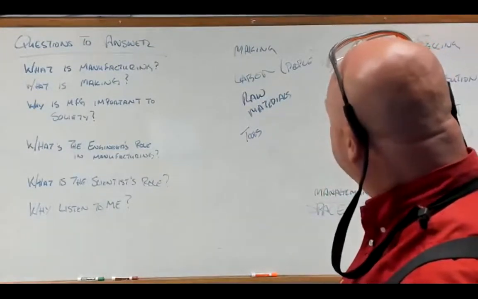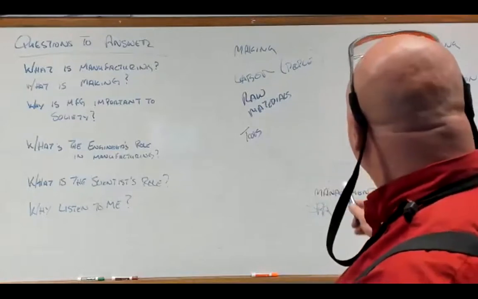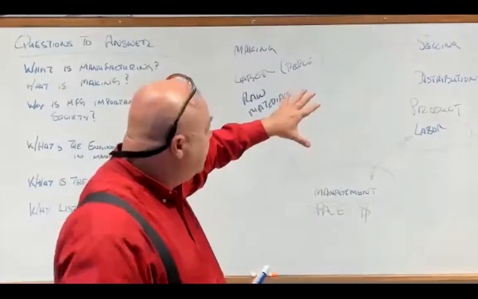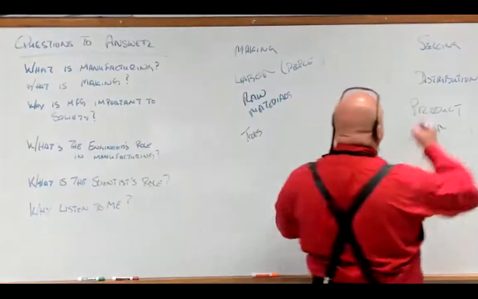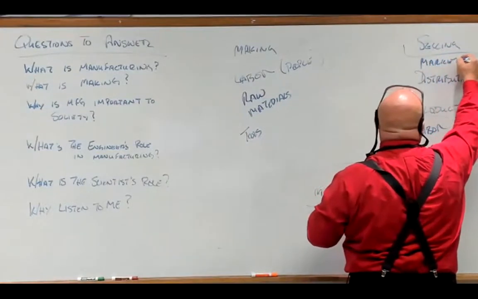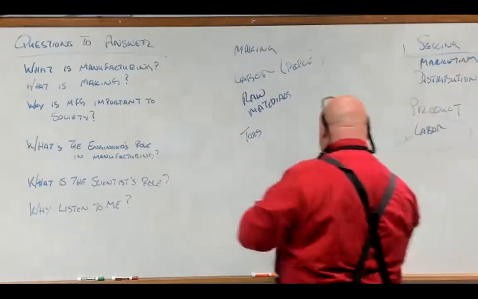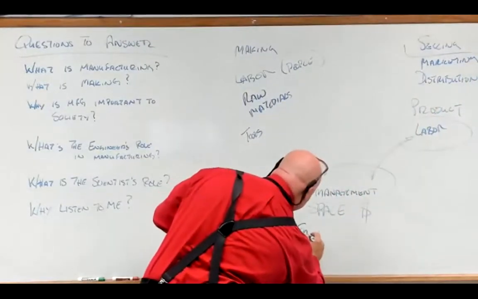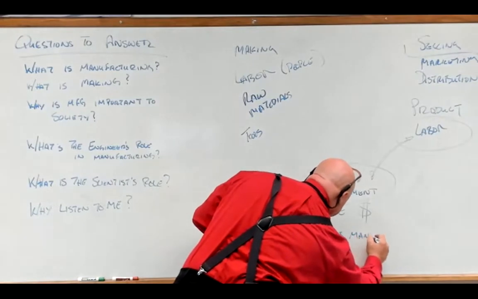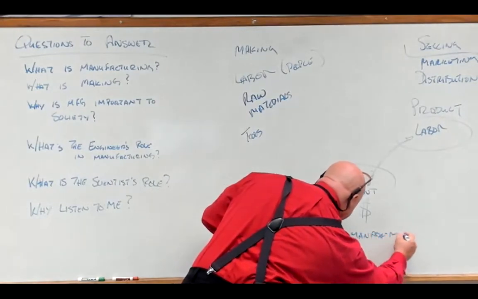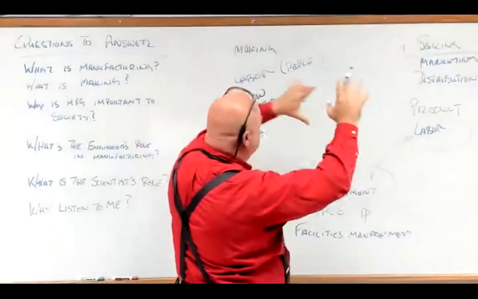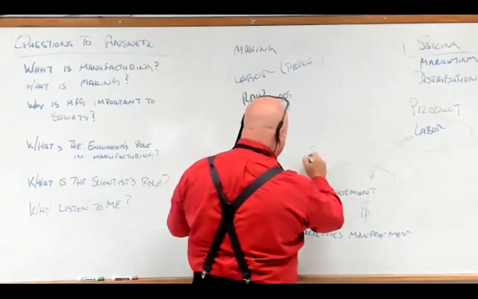So for this making, we have labor, we have raw materials, we have tools, we have management, we have a product. I put the product under the selling side, right? And we could add marketing. And we could add facilities management. So we've got making, selling, and everything else.